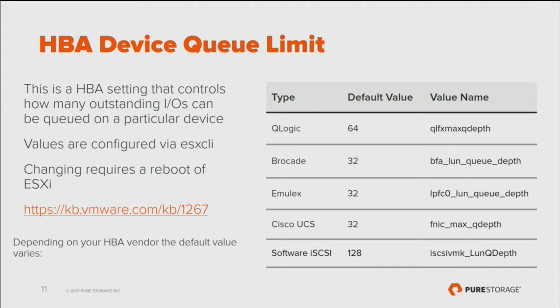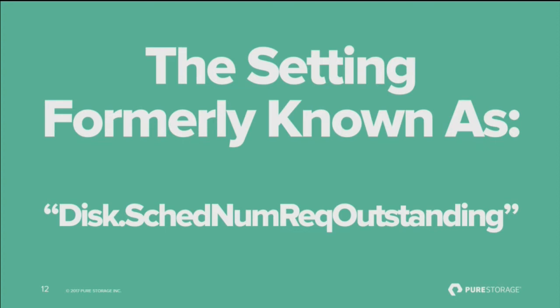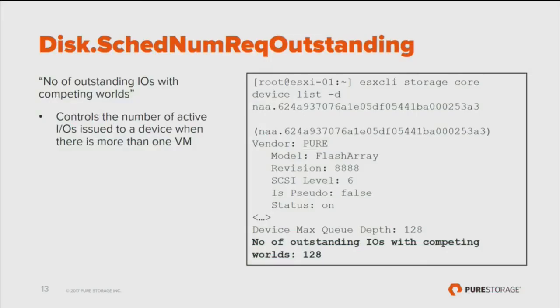This is where there's a lot of different descriptions on blogs and things like that. It's a setting that used to be called Disk.SchedNumReqOutstanding, DSNRO. The reason I say formally is that prior to ESX 5.5, it was a host-wide setting, and that was the name of the setting. It is no longer a host-wide setting. It's a per-device setting, and it has a slightly different name. DSNRO is just what everyone still calls it. So I'll be using that probably for the rest of the presentation. What it's officially called now is number of outstanding IOs with competing worlds.